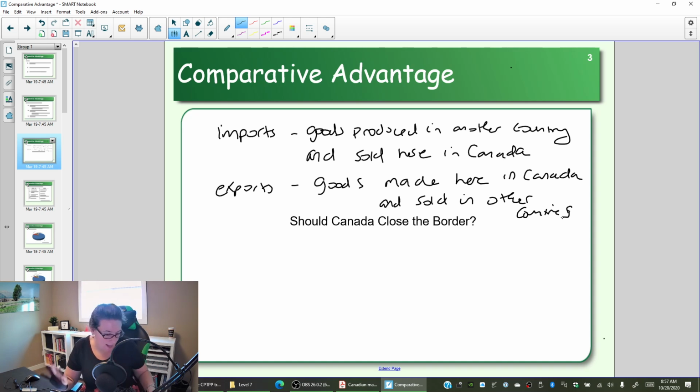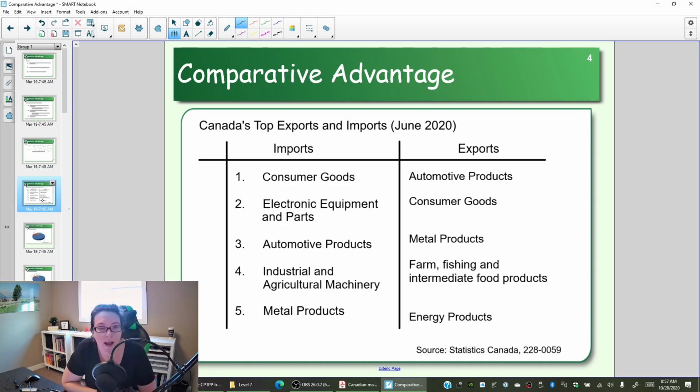So if we're looking at Canada, tell me, what are the goods that we import? So what is it that we primarily bring into Canada? And what is it that we primarily ship out? Well, here we have the top imports and exports. So notice the primary thing we bring in is consumer goods, followed by electronic equipment and automotive products. What do we primarily export? Automotive products, consumer goods, metal products, and you can see energy products in there as well.